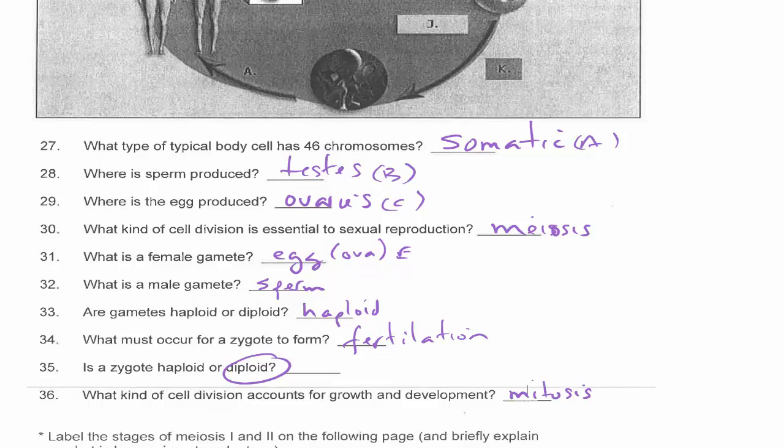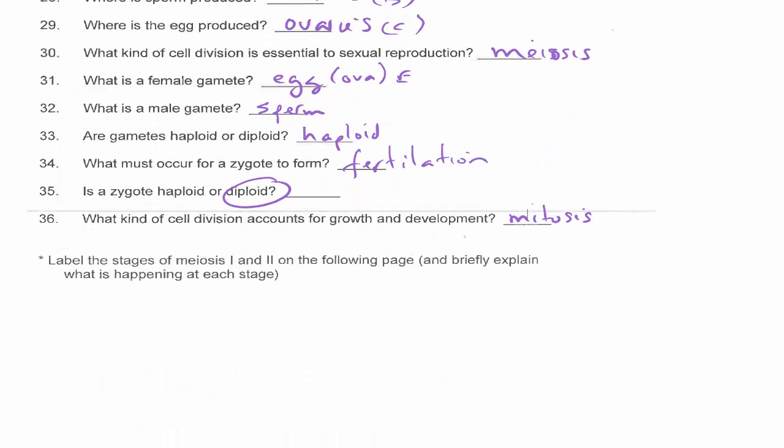The little note at the bottom of the page says to label the stages of meiosis 1 and 2 on the attached page and briefly explain what is happening. Given the length of this video, I'm going to include that in maybe your first video where we go through the simplified grade 9 version of meiosis, what you actually need to know, and we'll go through the diagram then.